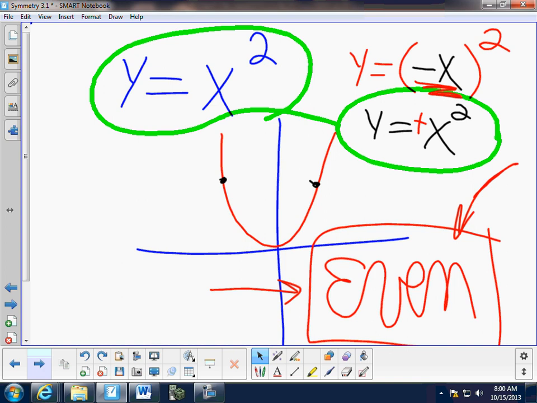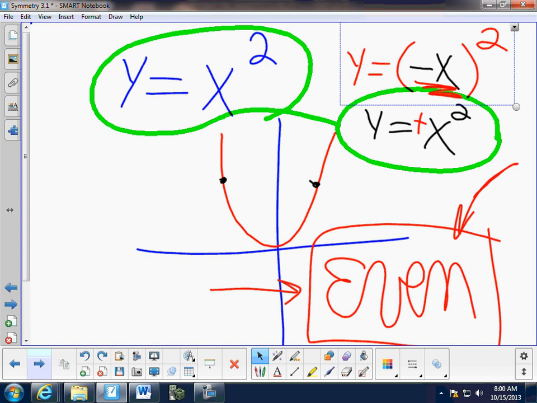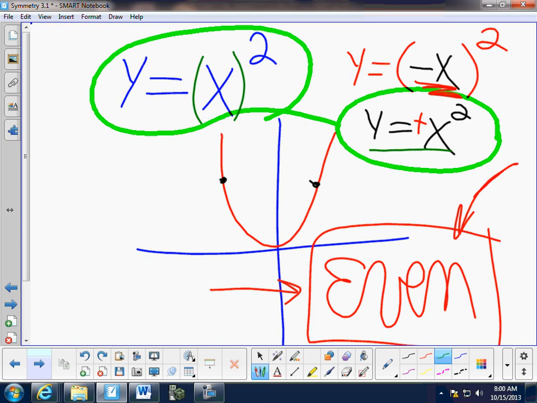Even function. How do you check for symmetry with respect to the y-axis? Take out the x and replace the x with the opposite of x. So I took out the x in this problem, and I put in the opposite of x, and I got the same thing. And if I get the same thing that I started with, it's symmetric. Look at it on the picture. Whether I put in x or I put in negative x, I'm going to get the same answer.